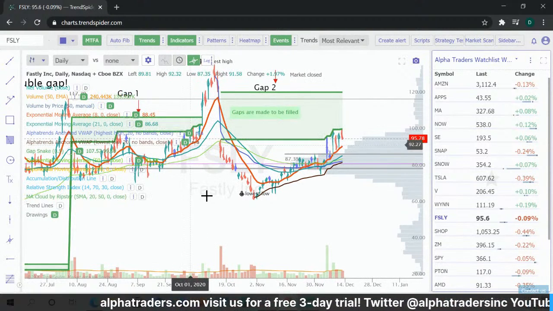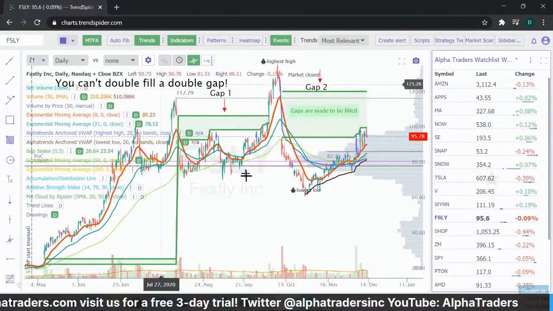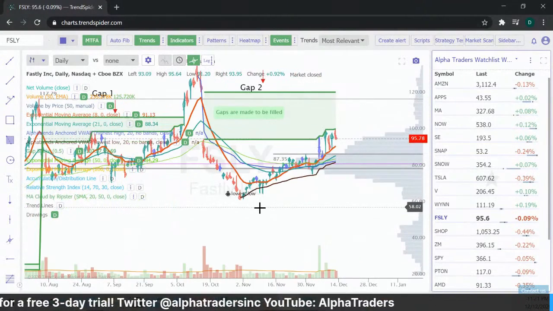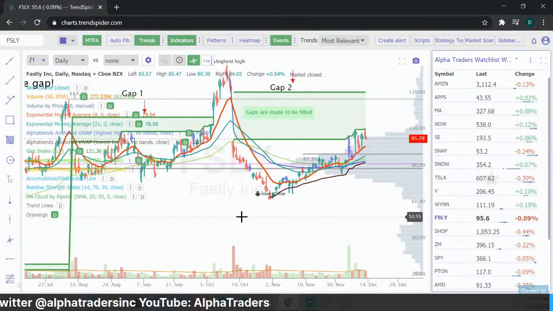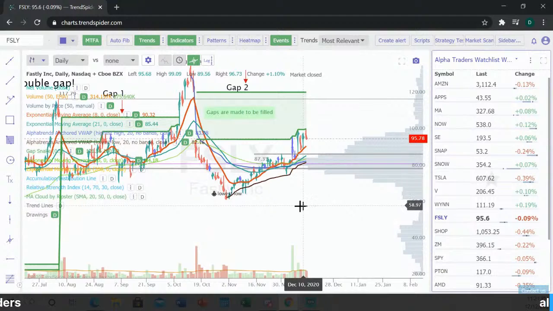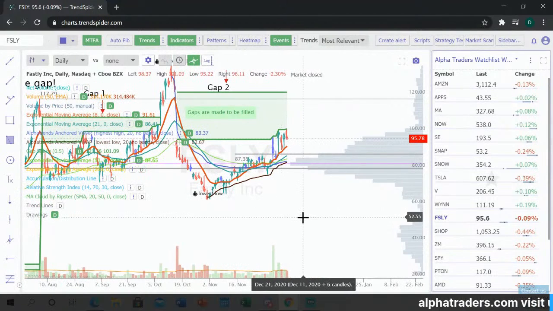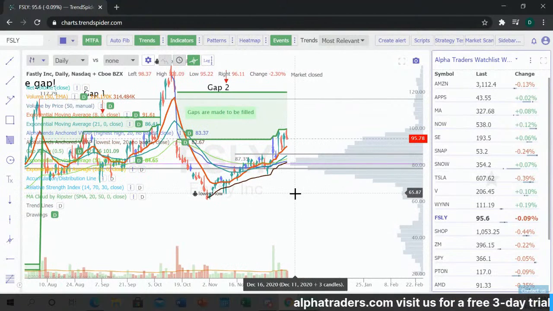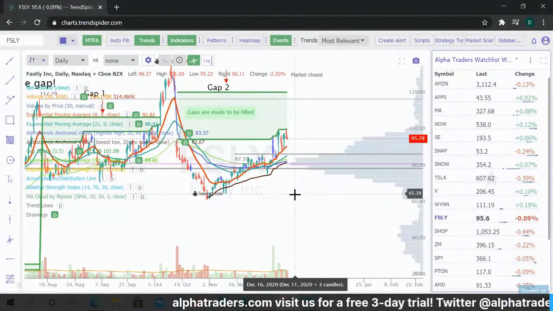There's also a secondary gap. I had a little fun. I said you can't double fill a double gap. I was just being dumb. I think some people actually thought I was serious. I was just messing around. If you guys have ever seen Dumb and Dumber, he said you can't triple stamp a double stamp, can't triple stamp a double stamp.